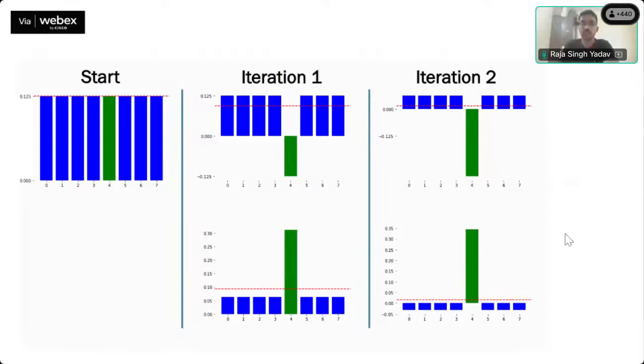Okay. Now that was the case for 2 qubits, where with a single iteration I was able to find it. But as the size of my state increases... just a minute.